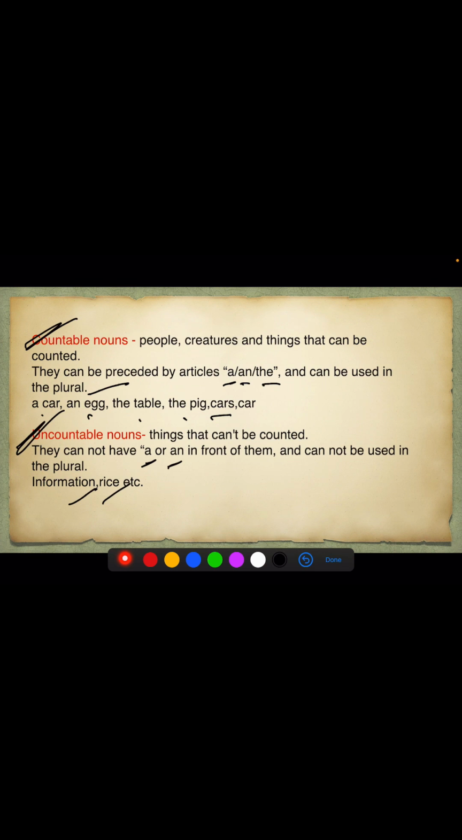Here we are done with the nouns, and in the next video we'll discuss adjectives.